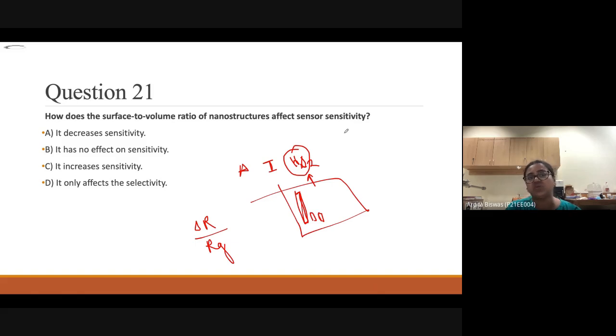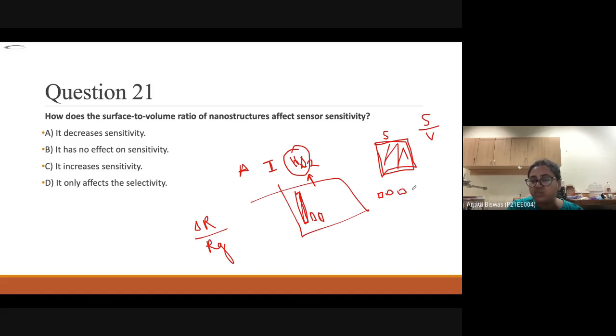So now the question is, how does the surface to volume ratio of nanostructure affect the sensor sensitivity? And now coming to the point, what is the surface to volume ratio? Here you can see, this type of structure is present. This is the volume, the inner part, and this is the surface, that portion, this portion and this. Now here is the surface to volume ratio. Surface is S, so surface by volume.